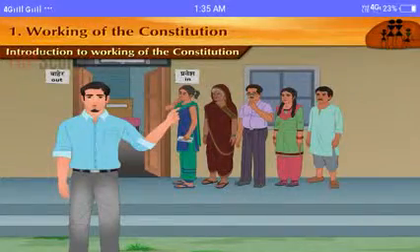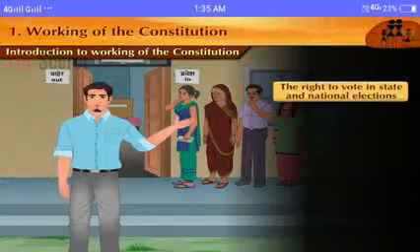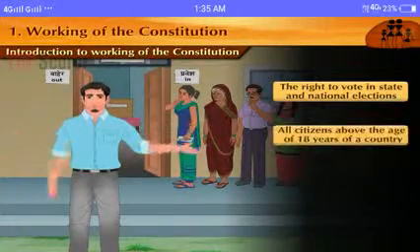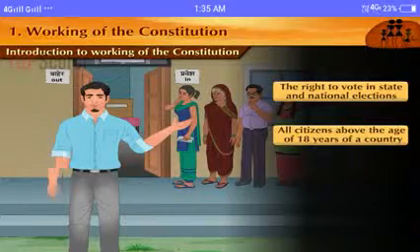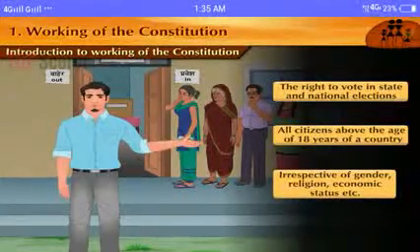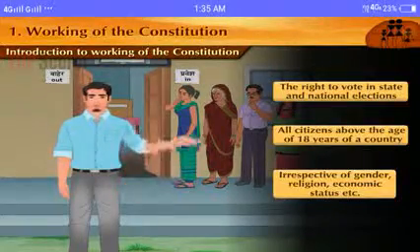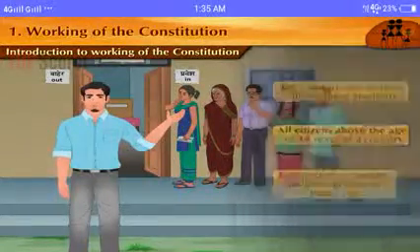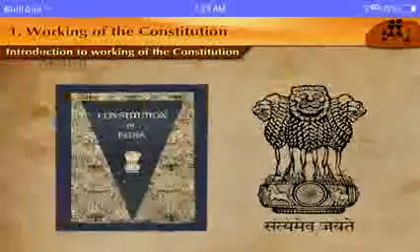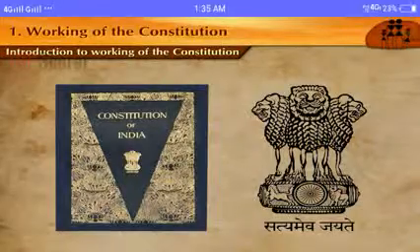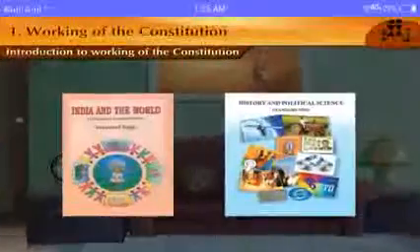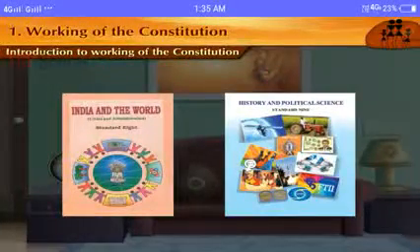Exercising one's franchise is defined as the right to vote in state and national elections, which has been granted to all citizens above the age of 18 years of a country, irrespective of gender, religion, economic status, etc. This right has been granted to us, Indians, by the Government of India, because it has been enshrined in the Constitution of India.